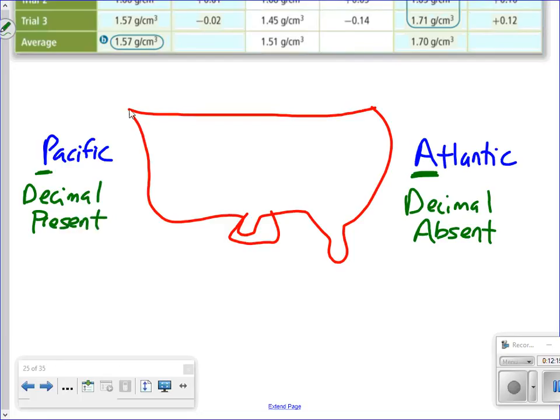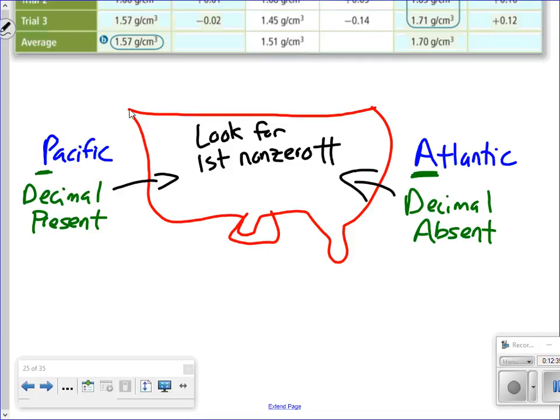Right. So, regardless of what coast you start on, you always want to head inland. Okay, so you want to head towards land. When you're heading towards land, you are looking for the first non-zero number. So you're going to think about what coast you're starting on. You're going to find your first non-zero number. That's going to be your first significant digit. And then anything after that is significant.